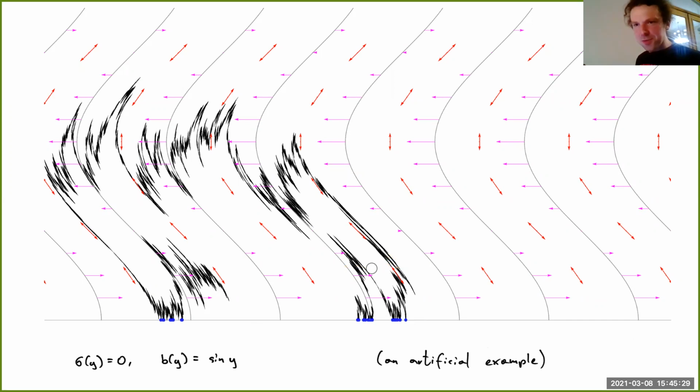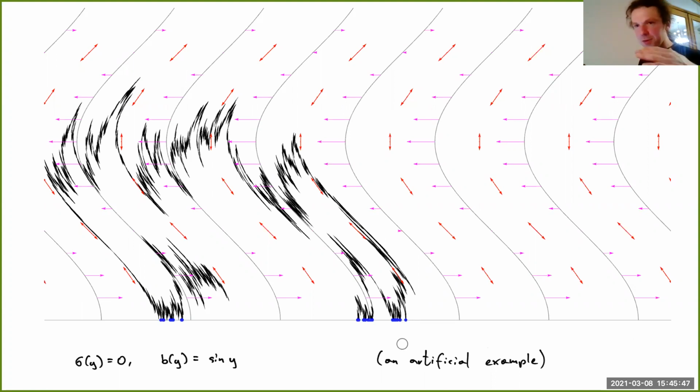I made these pictures for the article rather than for the talk, and then I decided to change the colors. But I didn't have the original source files to change the colors also in these pictures. So sorry for that. Okay, so that's just one example.